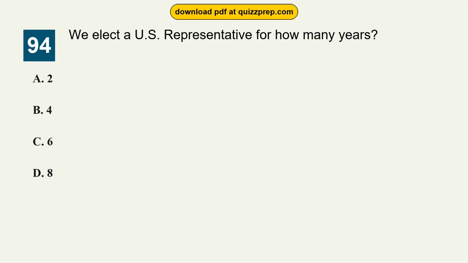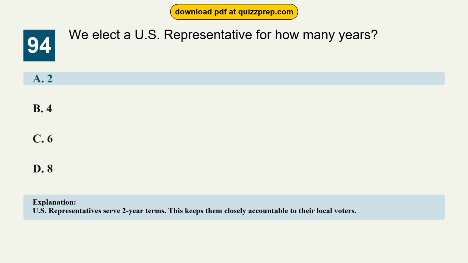Question 94. We elect a U.S. representative for how many years? Option A. 2. Option B. 4. Option C. 6. Option D. 8. The correct answer is option A, 2. U.S. representatives serve 2-year terms. This keeps them closely accountable to their local voters.